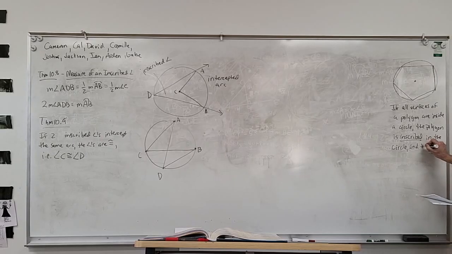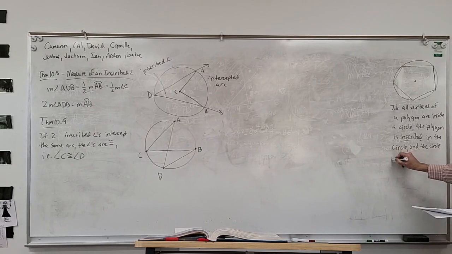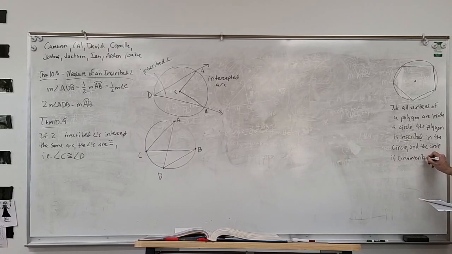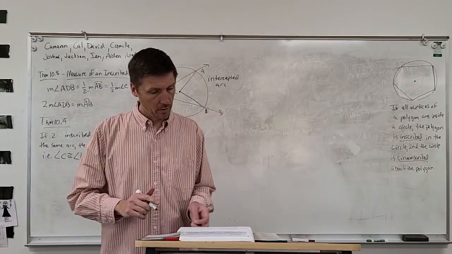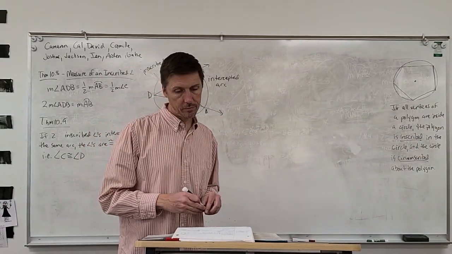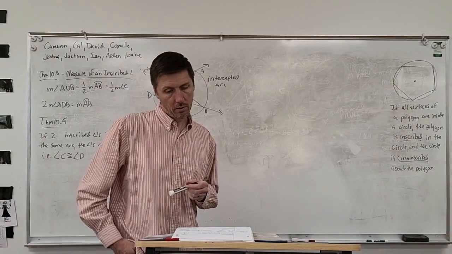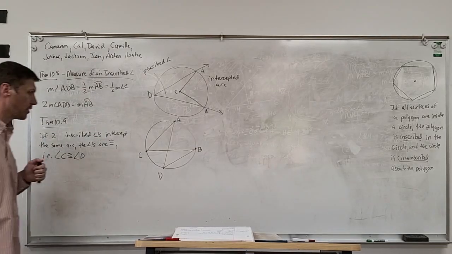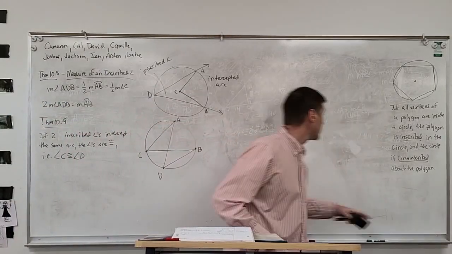And the circle, another definition, is circumscribed about the polygon. All right? So we need to define those terms before I give you these last two theorems so that you'll understand what the theorems mean.